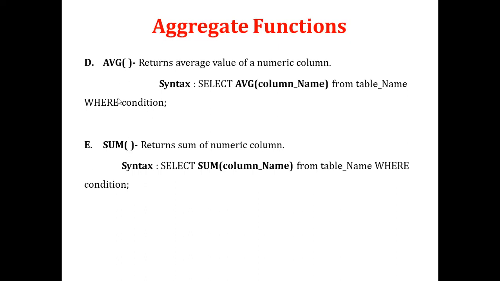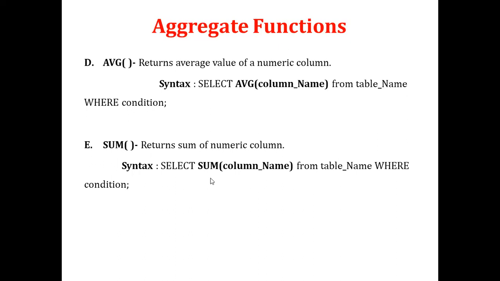Similarly, you can go with SUM. Average and sum work similarly: after calculating the sum, if you divide it by the number of records, you get the average. So the condition for average and sum remains the same, that is, it can be implemented only on a numerical column. The sum function returns the sum of the numeric column, so instead of AVG, you replace the keyword with SUM. Okay, so this is for the aggregate functions.